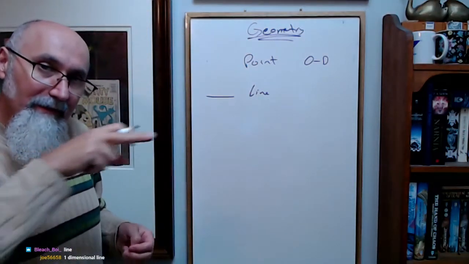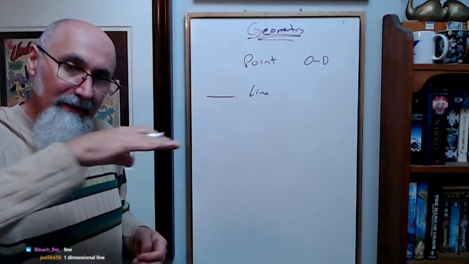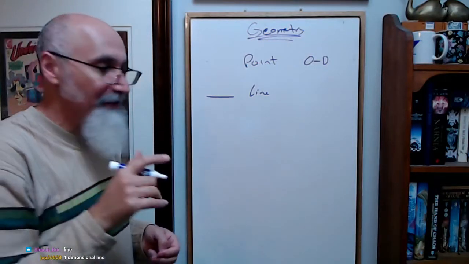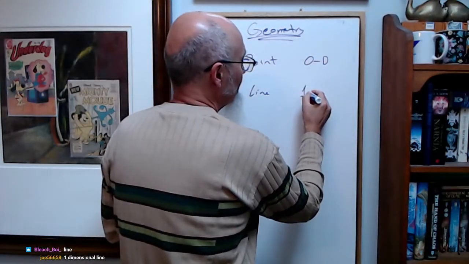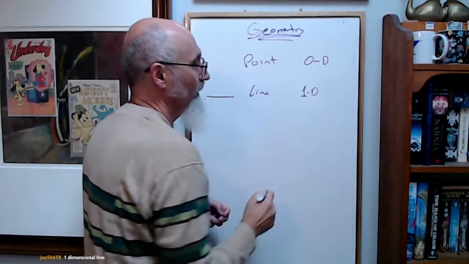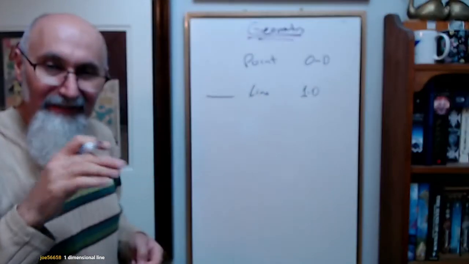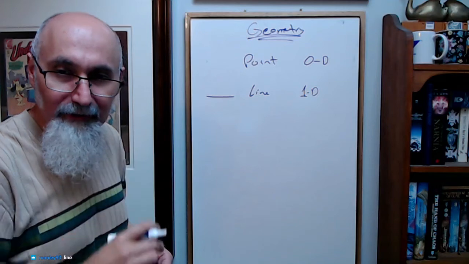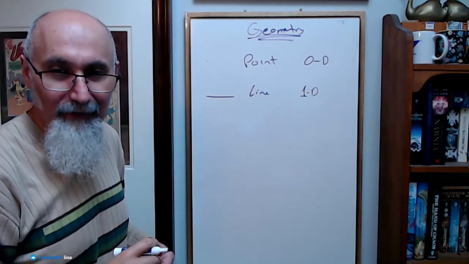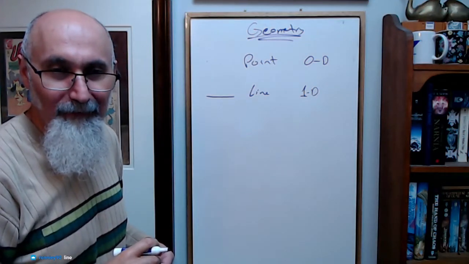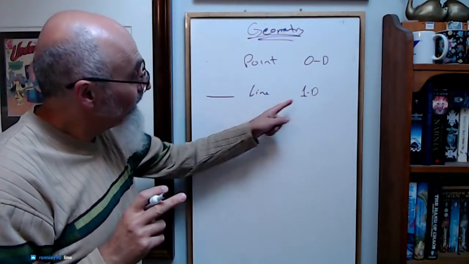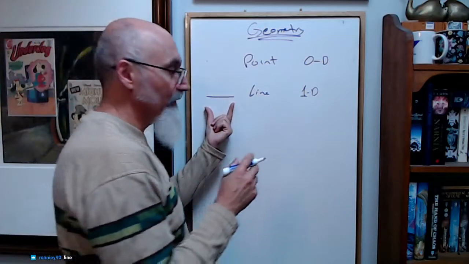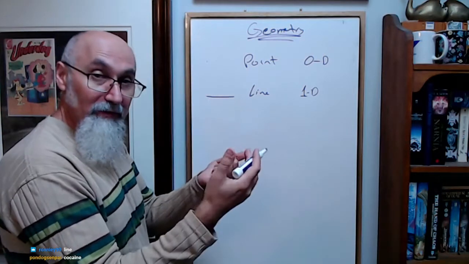Now a line is one plane, right? So it's 1D, one dimension, right? And one dimension means it's got a unit. Okay. Now, if it's got a unit, it all depends what you measure with, right? What units you like measuring with.